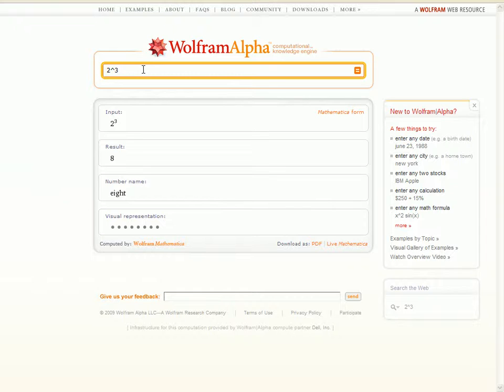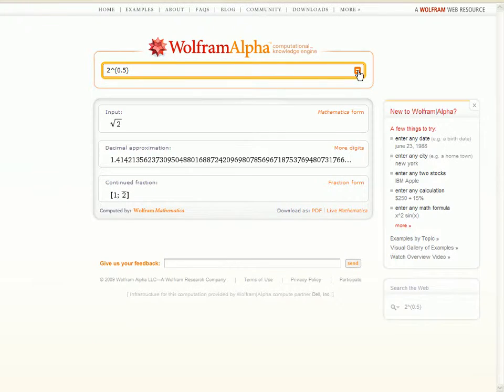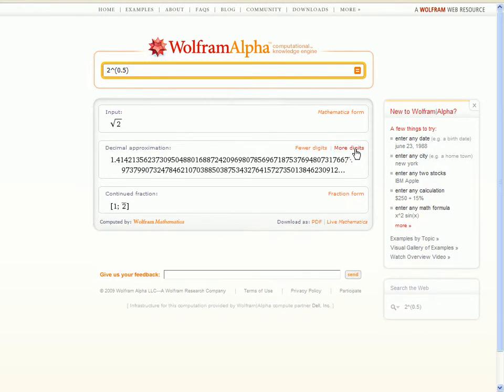If we'd like to take a square root of a number, we can actually use the power. We just put brackets and say 2 to the power of a half. That makes a square root, doesn't it? And hit compute again. Well, there it is. 1.414213 and so on. And if you even want more digits than this, just click here. It's for fun.